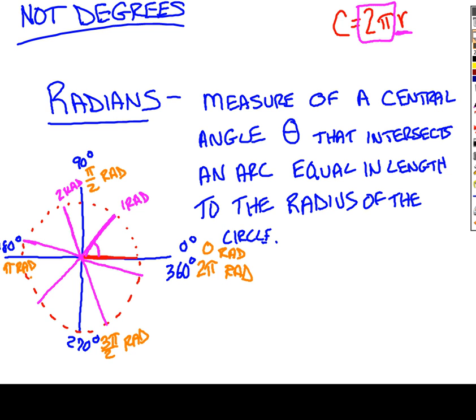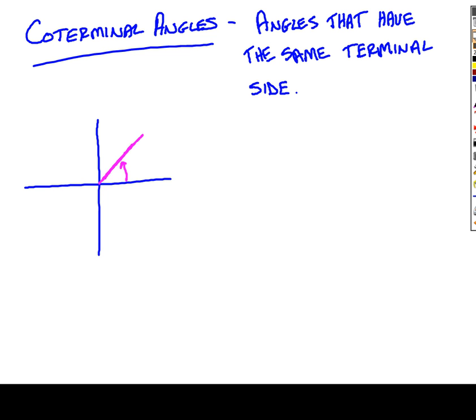Now, the other thing we want to look at is the idea of coterminal angles. It just means literally what it says: they end at the same spot. So I have this angle right here, which is 45 degrees. Let's first look at what that would be in radians. We said 90 degrees was pi over 2. Cutting that in half means it would be pi over 4.